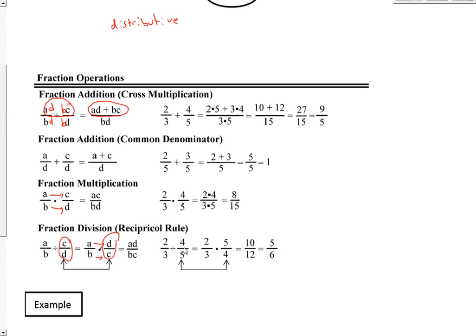With the numbers, you can see 4 over 5. The reciprocal is 5 over 4. And then you multiply. Once you take the reciprocal, you're going to multiply them and go straight across and simplify.